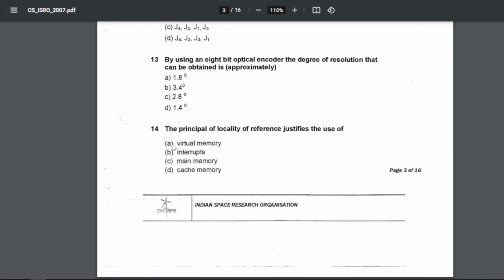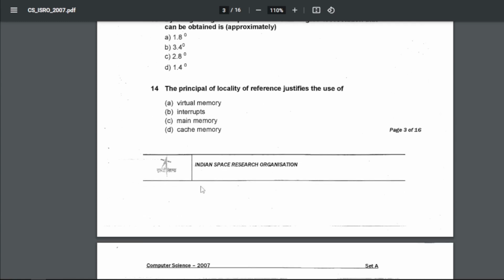Question number 14: the principle of locality of reference justifies the use of what? The use of cache memory, right? The principle of locality of reference justifies the use of cache memory. Basically, it's spatial locality of reference. This says that there is a chance that an element will be present in close proximity to the reference point, and next time if we search again, then in even closer proximity to the point of reference. In temporal locality of reference, the least recently used algorithm will be used.